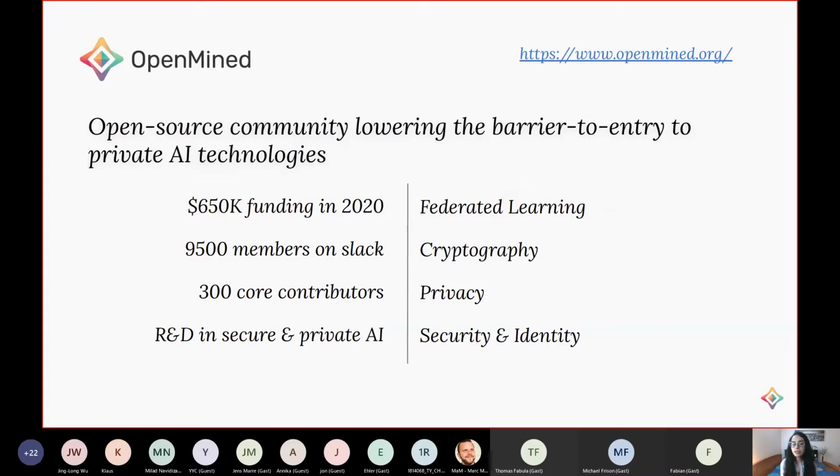A little more about OpenMind, because a lot of this work has been possible because of my contributions to OpenMind. OpenMind is a community which is lowering the barrier to entry to secure and private AI technologies, which enables us to get access to more and more data in very sensitive domains such as healthcare. Recently, they have received huge sums of funding from organizations like PyTorch and Oxford, and it's a growing community of almost 10,000 people at this point. I would encourage everybody who is looking for good opportunities, not just in open source contribution as a developer, but also as a researcher, to consider OpenMind.